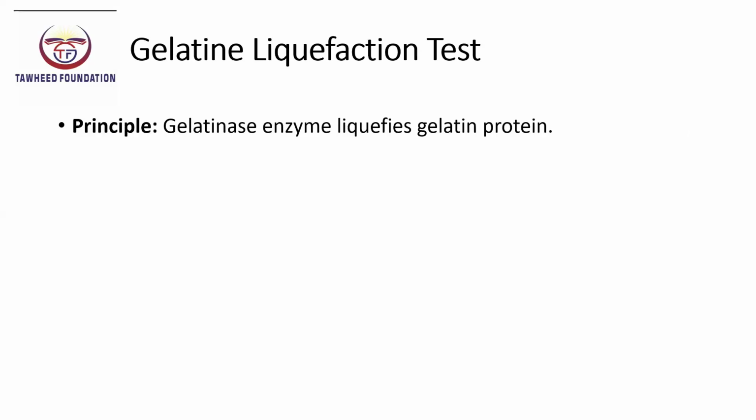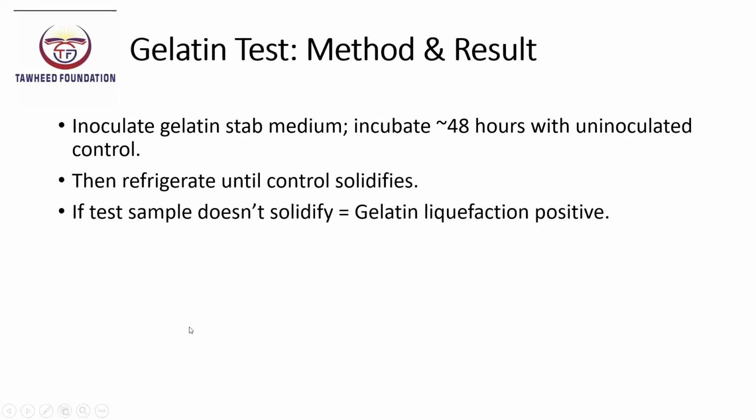Next is gelatin. It will detect the gelatinase enzyme that liquefies gelatin. Bacteria are inoculated in gelatin medium, incubated, and afterward refrigerated. Liquefaction indicates a positive test. An example is Serratia. It is useful in distinguishing bacterial species with proteolytic activity.